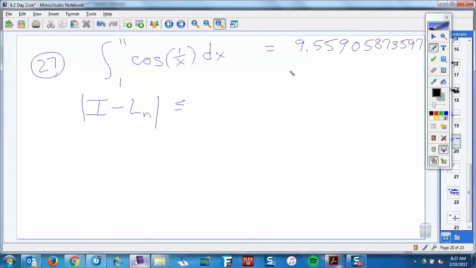So, anyway, here's the actual answer. On 27, I just did that. It said, what's the smallest n that guarantees you're within 0.005? Okay, so we need a K1. We're going to have 11 minus 1 squared over 2 times n. We don't know n. Yeah, 2n. And we want that to be less than or equal to 0.005.